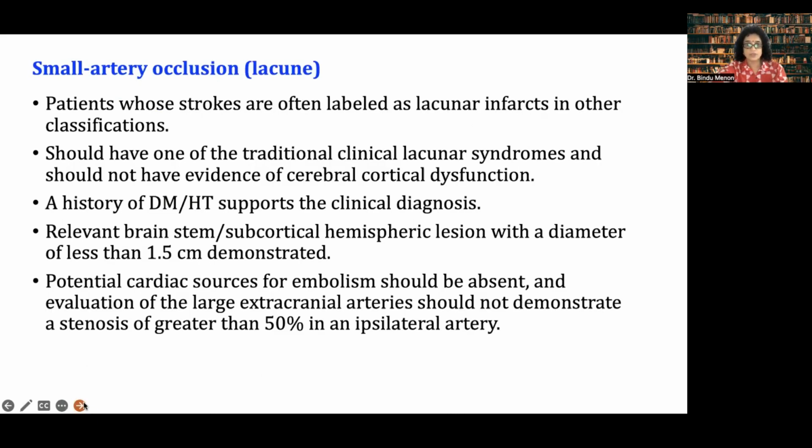Now we come to the lacunar strokes, the small artery occlusion, who should have one of the traditional classical risk factors, that is hypertension or diabetes, and should not have any evidence of cerebral cortical dysfunction. In the earlier stages, when the patient has a basal ganglionic lesion, sometimes they do have aphasia, and then they tend to recover very well from it. These infarct sizes are less than 1.5 centimeters. So large artery and cardioembolic are more than 1.5, small artery is less than 1.5.